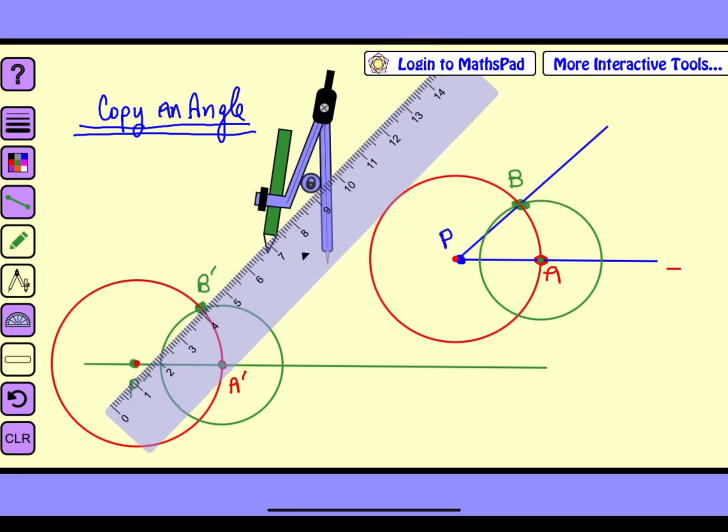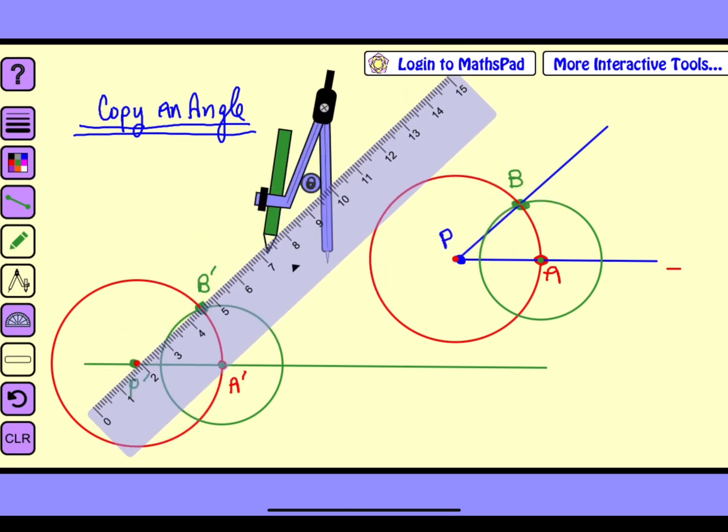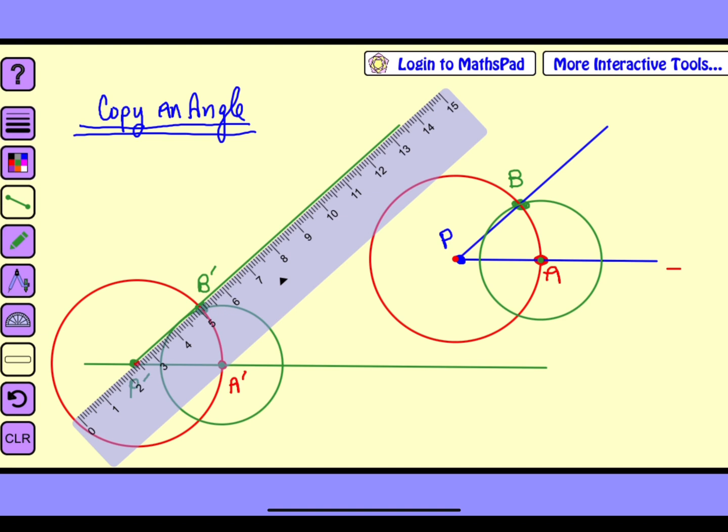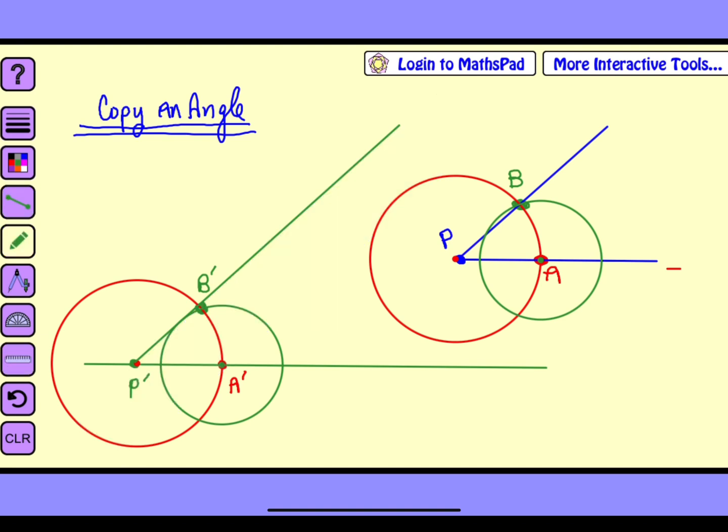Using my straightedge, we can complete this copying of an angle by creating a line segment from P prime to B prime. Now, the angle I've just created is exactly the same measure as the original angle I had created. Angle BPA is congruent to angle BPA prime. Notice the vertex letter is in the middle of that designation. In other words, the letter P shows up in the middle of angle BPA.